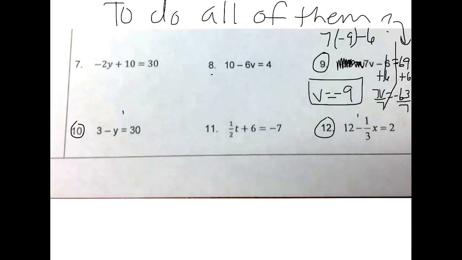Okay, number 10, draw our line down. Just like when we were simplifying things, anytime I see a lonely number, I like to put a 1 in front of it. Okay, I look at the left, it's simplified. I look at the right, it's simplified. My variable is on the left like I like.